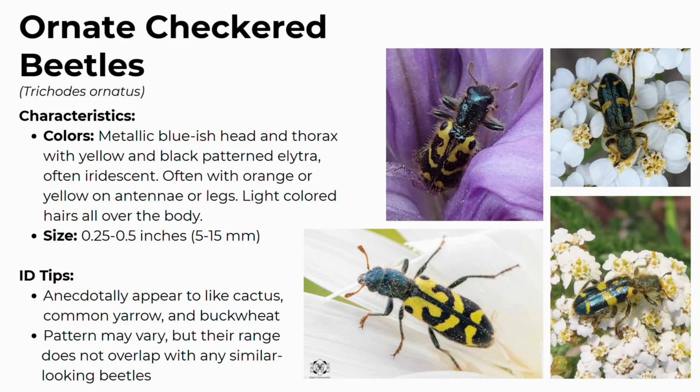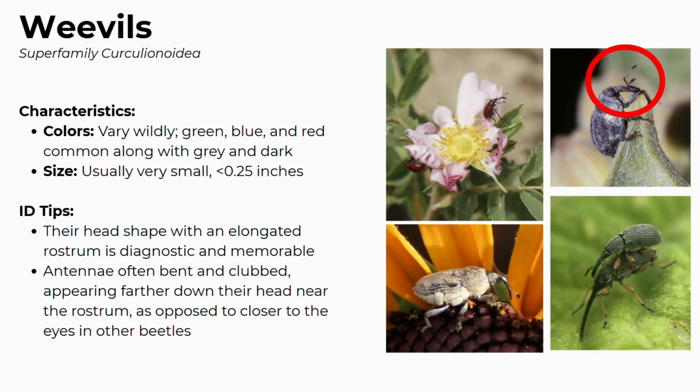While many online sources say that they appear to be associated with yarrow and buckwheat, I've most commonly seen these beetles on cactus flowers. Another group you're likely already familiar with are the weevils. While worldwide they can vary dramatically in size and shape, the most common ones we'll see in Colorado are pretty small, under a quarter of an inch, commonly gray or bluish, though I have seen red ones. Their head is a classic shape that's easily recognizable. That elongated rostrum in front of the eyes will hold the antennae much lower down from the eyes than other beetles. These antennae are also often bent and clubbed at the end.